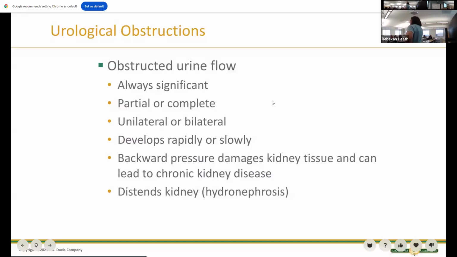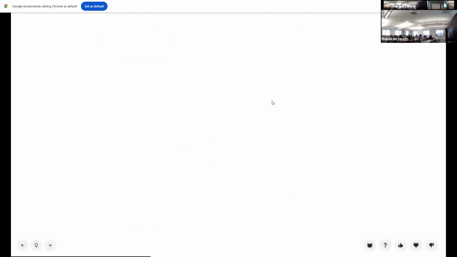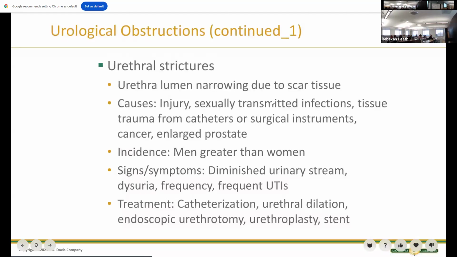Hydroureter. Just like hydronephrosis, it's hydroureter when the ureters are swollen. I might have pictures of this. Maybe they're not here yet. All right, so let's go from the bottom.